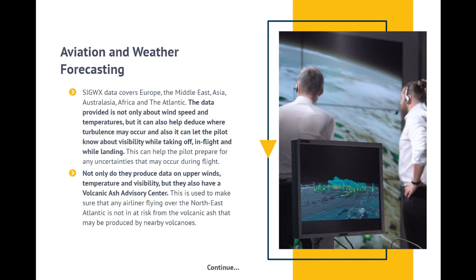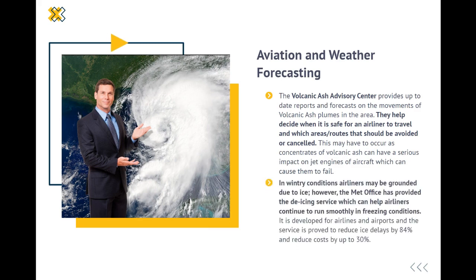Not only do they produce data on upper winds, temperature and visibility, but they also have a Volcanic Ash Advisory Center. This is used to make sure that any airliner flying over the Northeast Atlantic is not at risk from the volcanic ash that may be produced by nearby volcanoes. The Volcanic Ash Advisory Center provides up-to-date reports and forecasts on the movements of volcanic ash plumes in the area. They help decide when it is safe for an airliner to travel and which areas or routes should be avoided or cancelled. This may have to occur as concentrations of volcanic ash can have a serious impact on the jet engines of aircraft, which can cause them to fail.